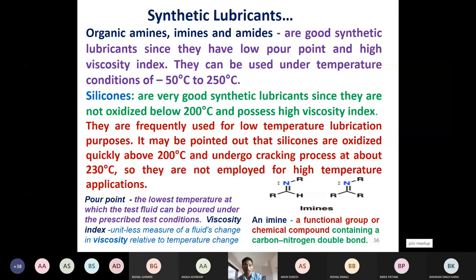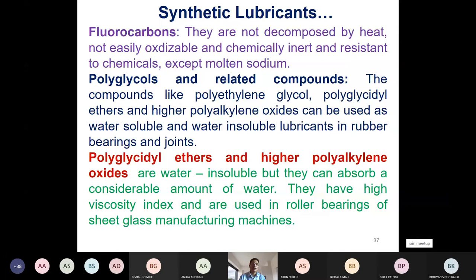In such cases, we have to use synthetic lubricant. And next is the fluorocarbon. They are not decomposed by heat, not oxidizable, chemically inert, and resistant to chemicals, except molten sodium.